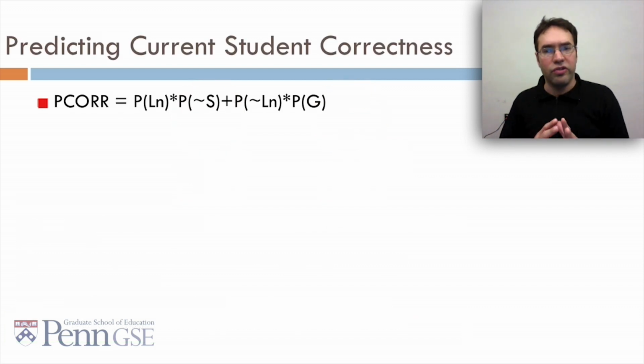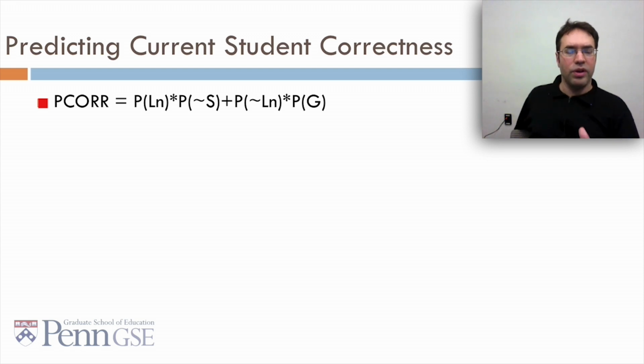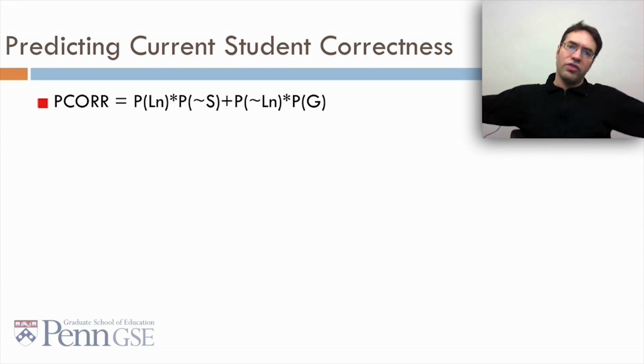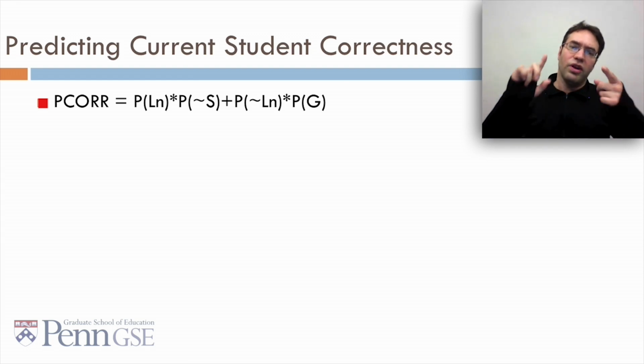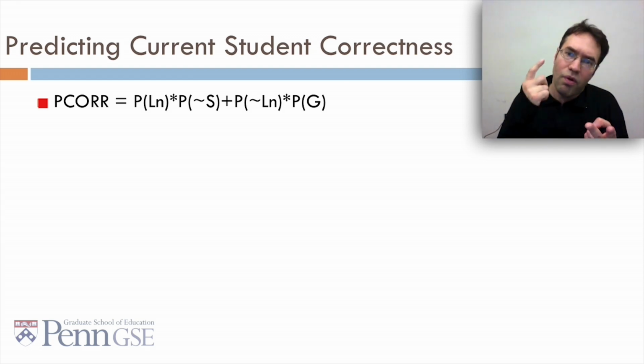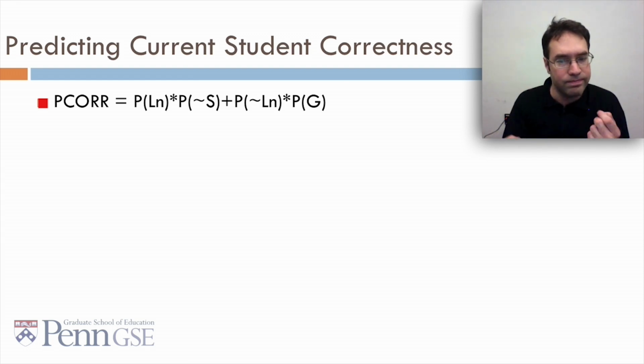How do we predict current student correctness? Well, P of correct is simple. It's just the probability you know it, P of Ln, times the probability you didn't slip, plus the probability you didn't know it, times the probability you guessed. In other words, there's only 2 ways you can get things correct in the world of Bayesian knowledge tracing. You know it and you don't slip, or you don't know it and you guess.